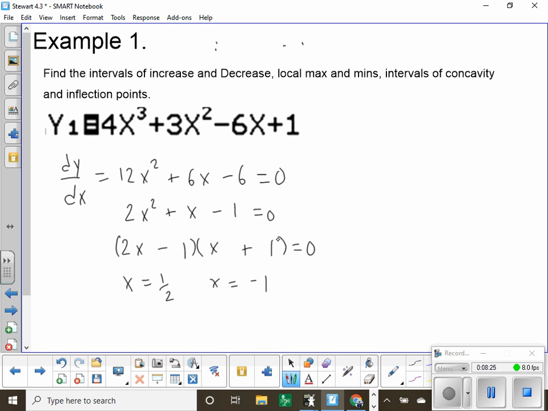Okay, now we make a sign chart of the derivative. So these are the signs of the derivative. So I'm going to put -1 on here. When x is -1, the derivative is 0. When x is positive 1/2, the derivative is 0. So in between the zeros, it's going to be positive and negative, so I'll know where it increases and decreases.